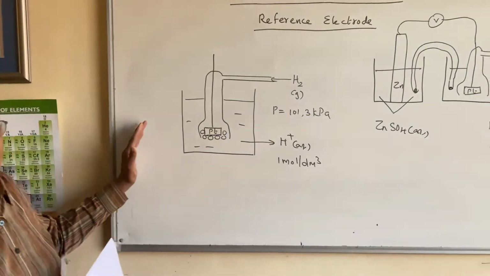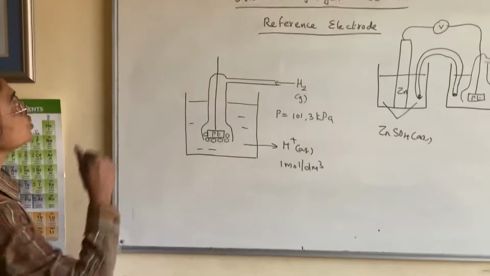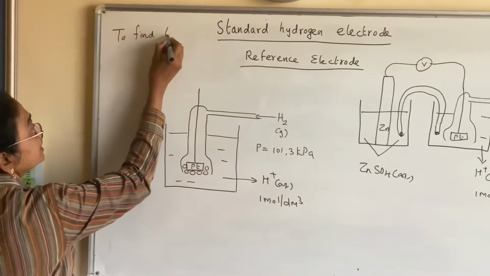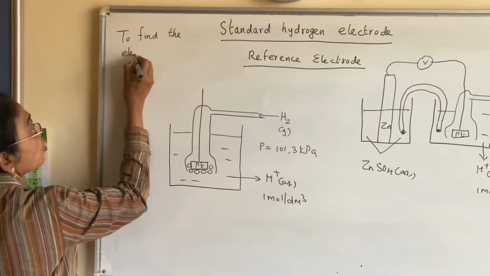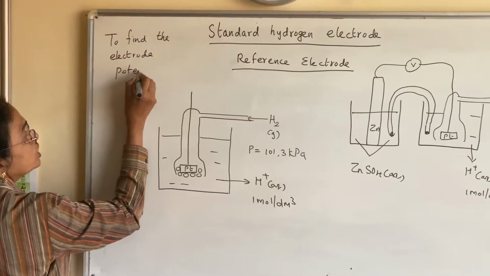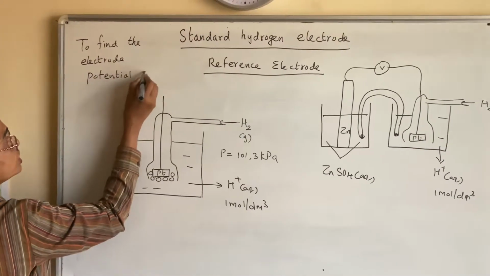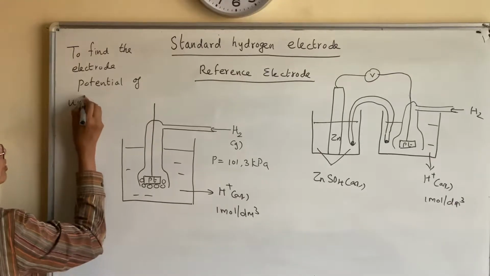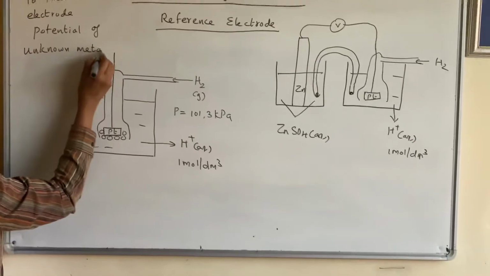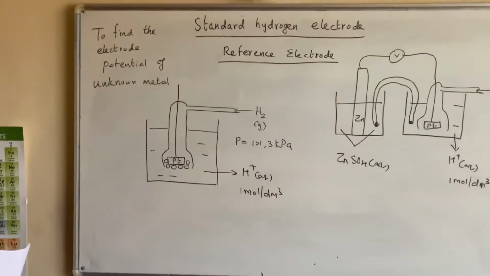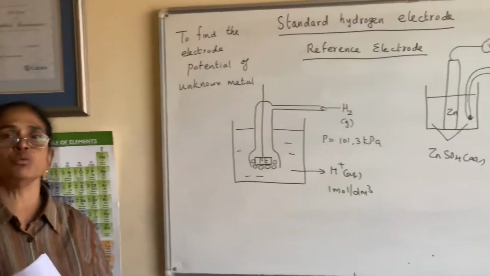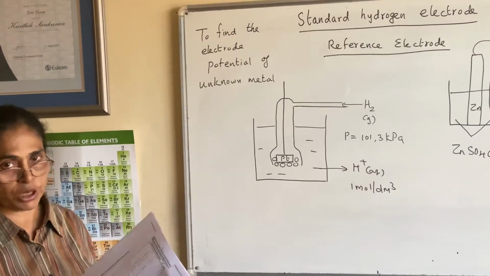What is the purpose of this hydrogen electrode? To find the electrode potential of unknown metals, or of unknown half cells. In that half cell you have an unknown metal. We don't know what that metal is, and you want to find out its electrode potential. Or for example, you have chromium and you want to know the electrode potential of chromium.